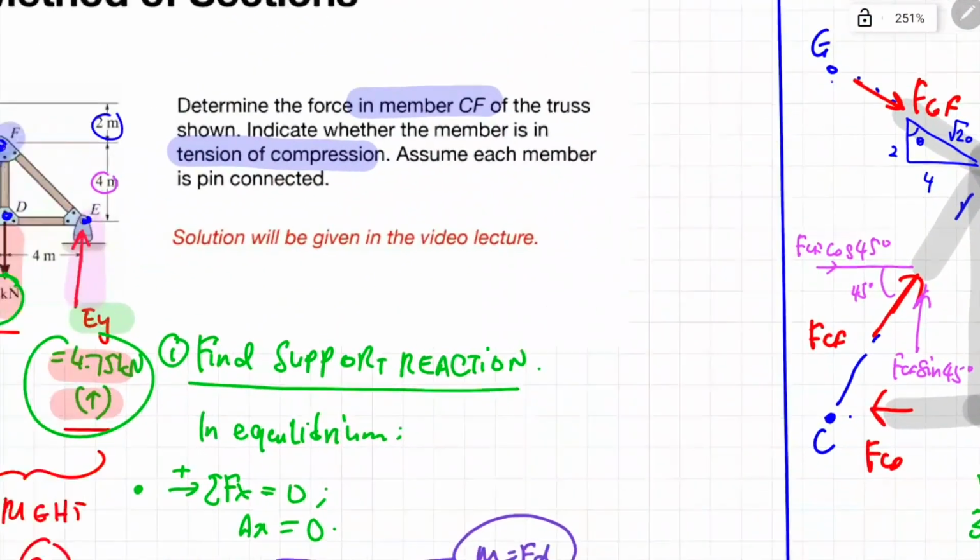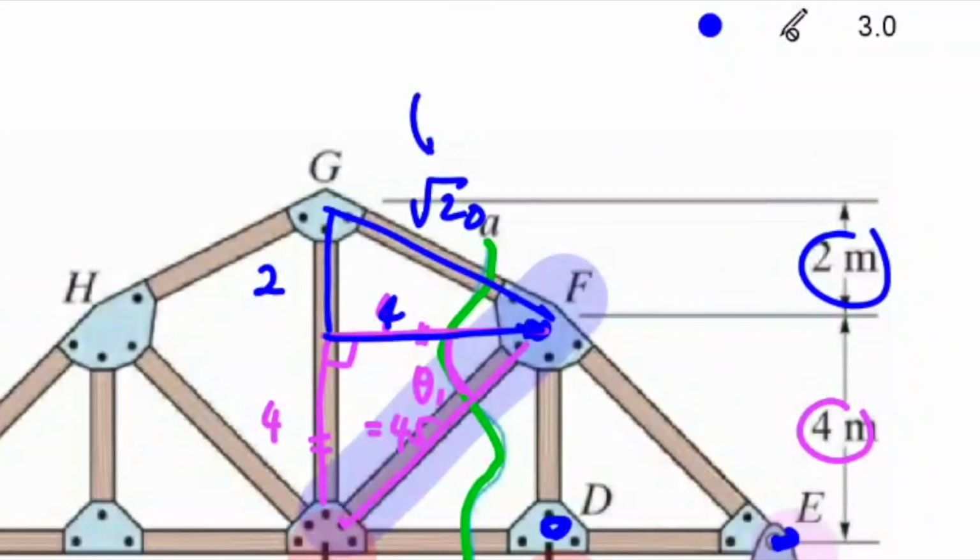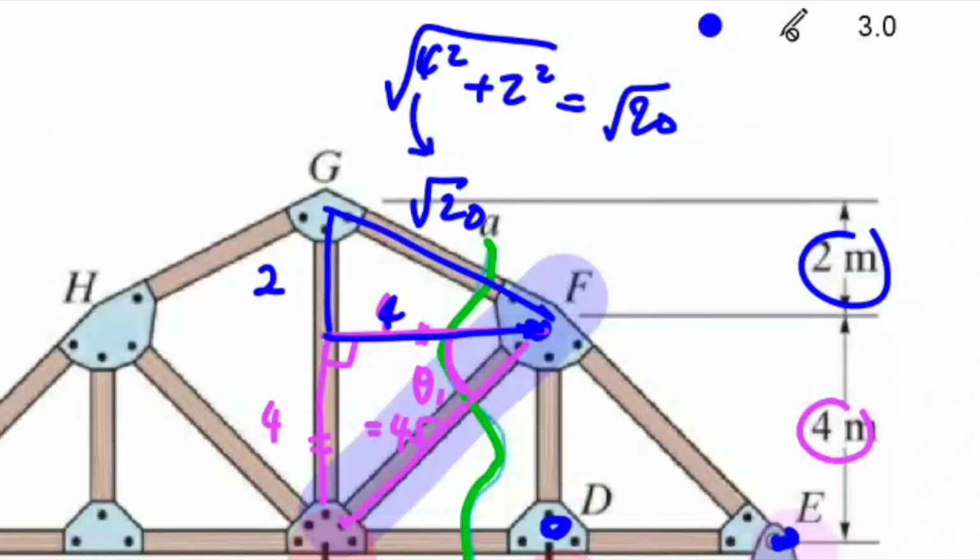How did we get sec 20? Okay, remember the formula of triangle. If you want to get the length of the hypotenuse, it will be the square root of 4 squared plus 2 squared, and you will get square root 20 or sec 20.